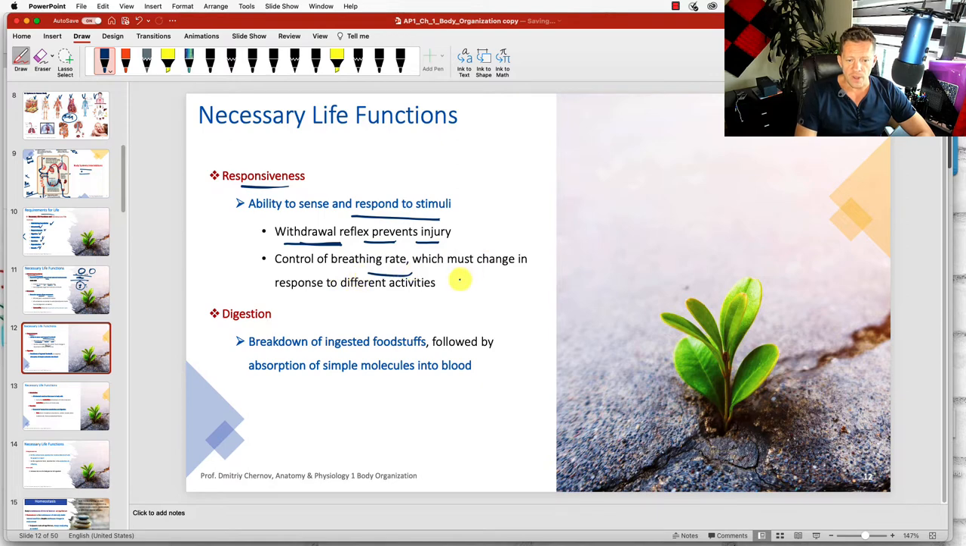Control of breathing rate, which must change in response to different activities. If there is less oxygen, for example, you will have deeper breathing, right? So you would want to grasp more air. If you're exercising, you need more air. You need to get rid of more carbon dioxide. So your rate of breathing will be increased to get rid of carbon dioxide and to take in more oxygen. So this is the responsiveness to a particular stimulus.